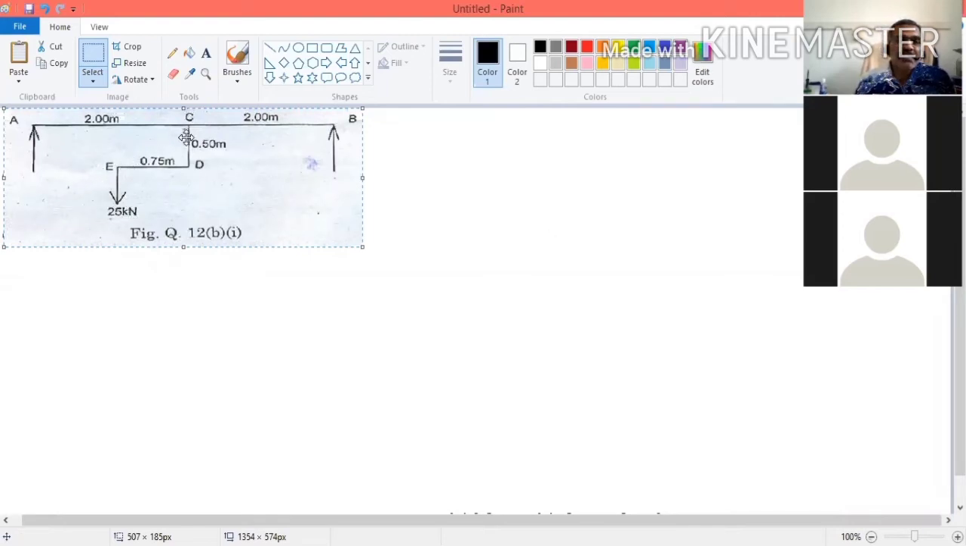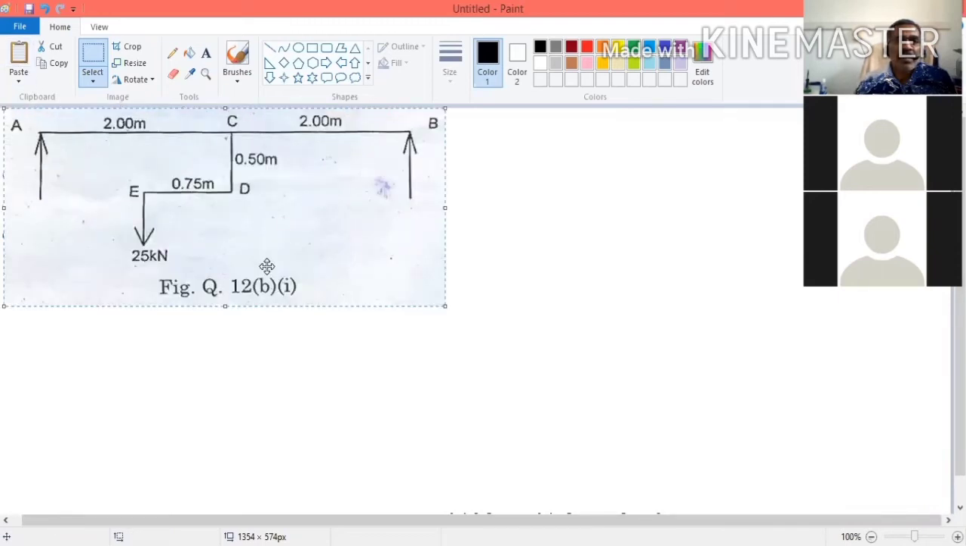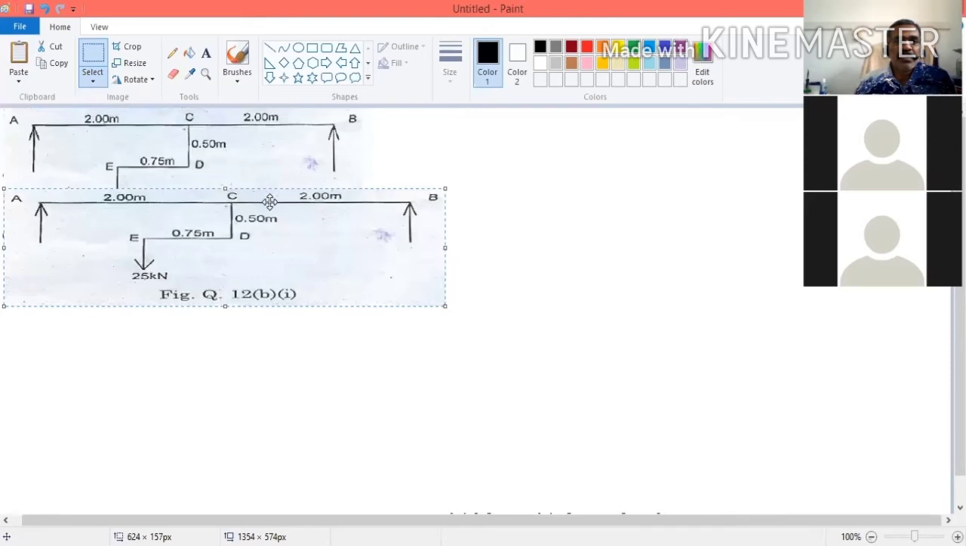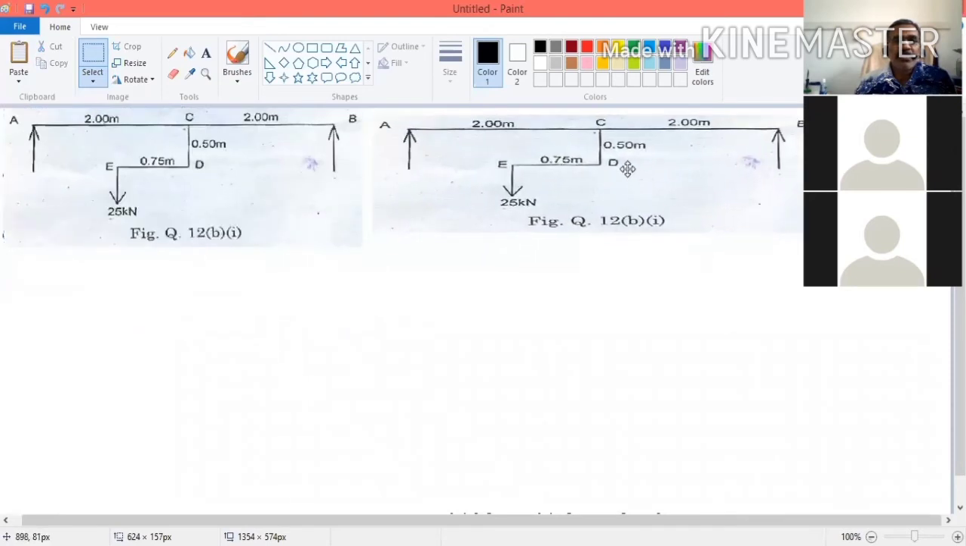So now, if you want to solve this problem, first you have to shift this force here. How to shift this one? That you have to discuss now. See, here you take a 25 kilonewton at this point, upward 25 kilonewton and downward 25 kilonewton. Actually 25 kilonewton is acting here.